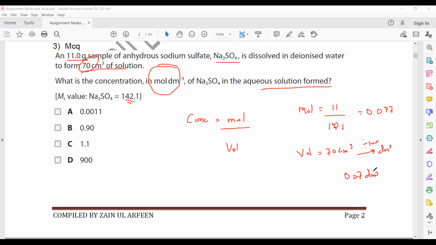Now to get the concentration, it is moles divided by volume. So moles are 0.077 and the volume is given as 0.07. So 0.077 divided by 0.07 will give us 1.1. So the concentration will come out as 1.1 moles per decimeter cube. So C will be the right answer for this.